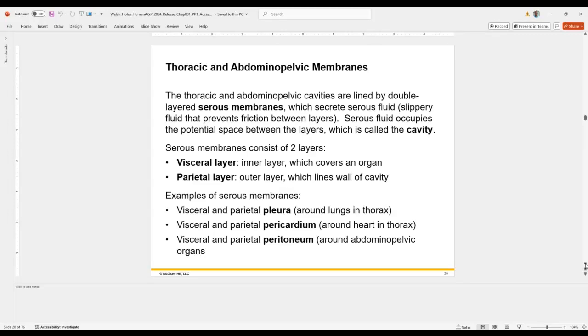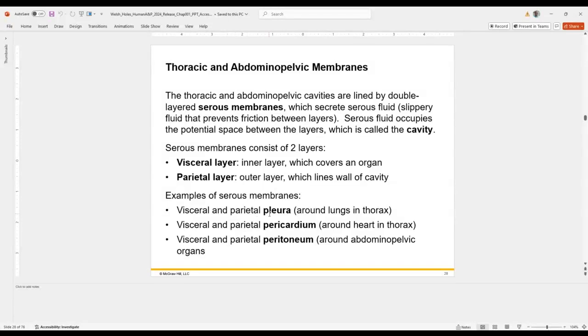Now, organs and the cavities rub together, and that can cause a lot of friction. Therefore, we need something to help keep the friction from damaging your internal parts. And that's where serous membranes come into play. And they produce serous fluid, and this makes it a slippery surface. Okay, so the serous membranes consist of two layers. There's what we call a visceral layer, which covers the organ, and a parietal layer that covers the cavity.